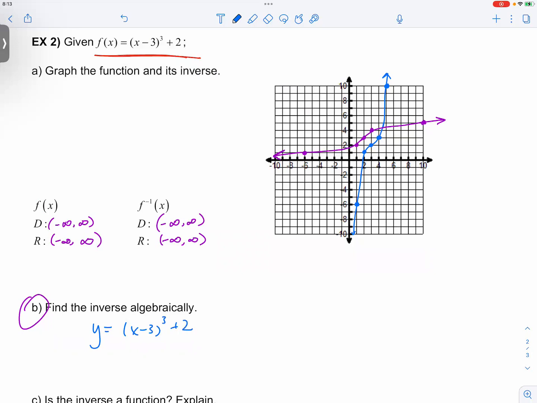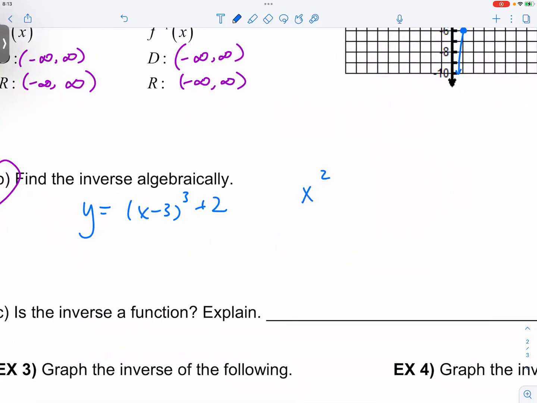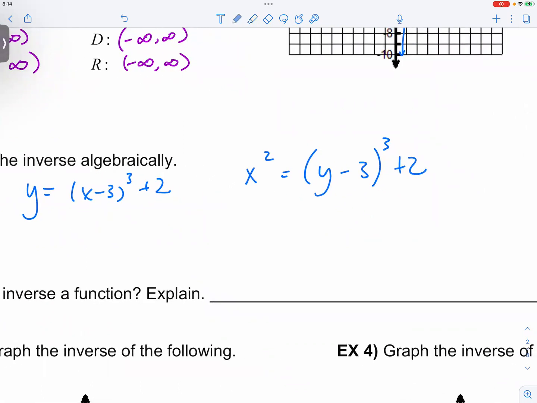Now, your job is very simple. Again, I want you to understand your job. Your job is to find the inverse. So we'll swap the x and y, and then get y by itself. Now, some people might get distracted by this 3, and they're thinking, should I distribute the cube into the parentheses? That's not your job. Your job is to get y by itself.